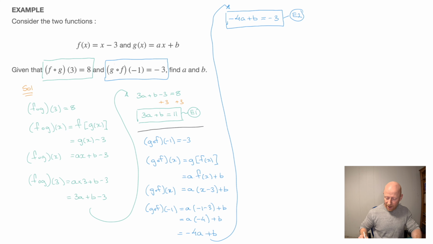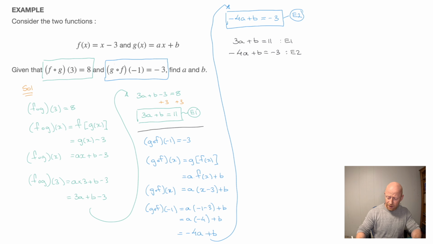Now, at this stage, we have two equations, E1 and E2, involving the two unknowns we need to find, a and b. So we solve this pair of simultaneous equations. And I'll just copy them at the top here. We have 3a plus b, which equals 11. That's equation 1. And we have the one we just found, negative 4a plus b, which equals negative 3. That's E2, equation 2. Now, looking at these two equations, we quickly notice that they both only contain one b. And so we can use the method of elimination to eliminate it.